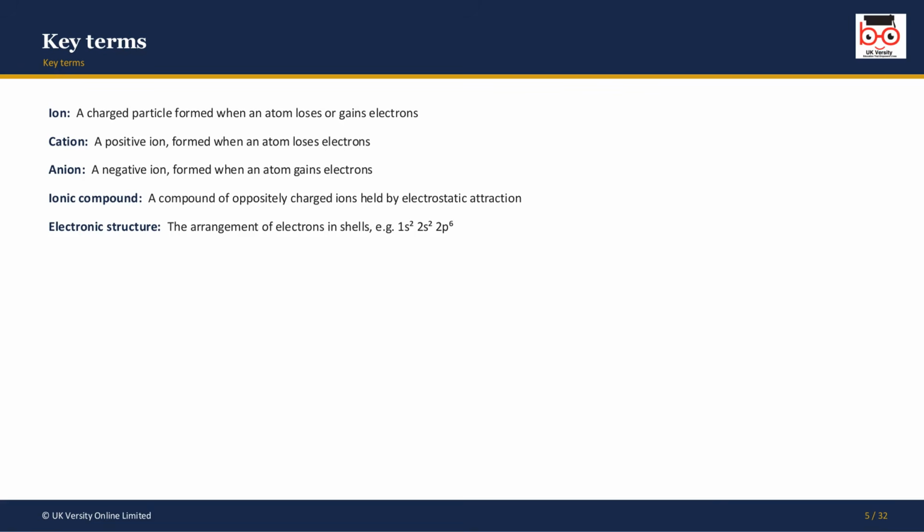A few definitions to anchor things. An ion is a charged particle formed when an atom loses or gains electrons. A cation is a positive ion formed by losing electrons. An anion is a negative ion formed by gaining them. An ionic compound is made of oppositely charged ions held together by electrostatic attraction, and electronic structure, as before, is just the arrangement of electrons in shells.